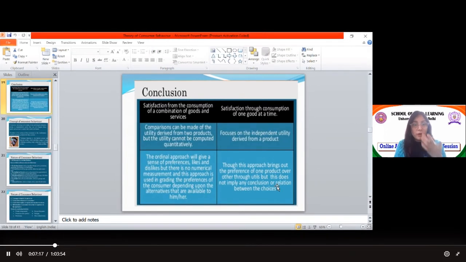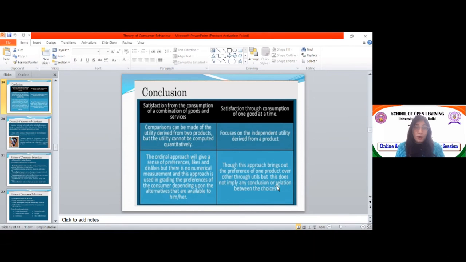So when we talk about satisfaction from the consumption of a combination of goods and services, that is the ordinal one. But when we talk about satisfaction from consumption of one good at a time, we are talking about the cardinal one. So in ordinal, we talk about a combination of goods, not only one good. In cardinal, we are talking about only one good.